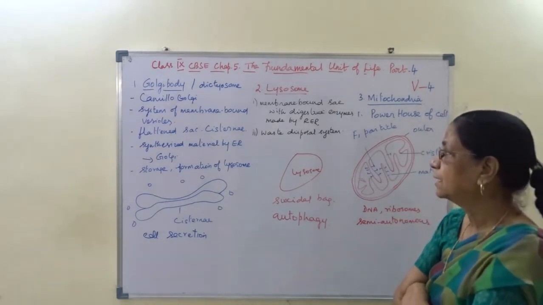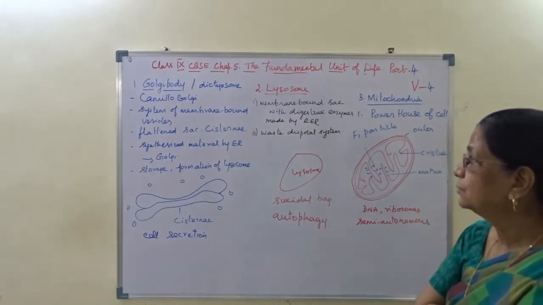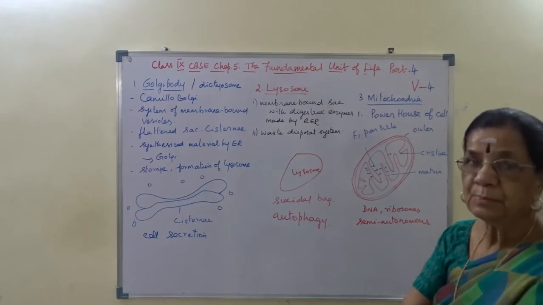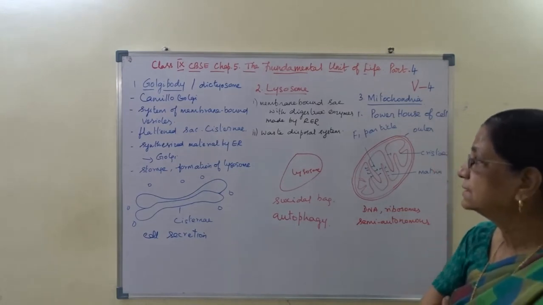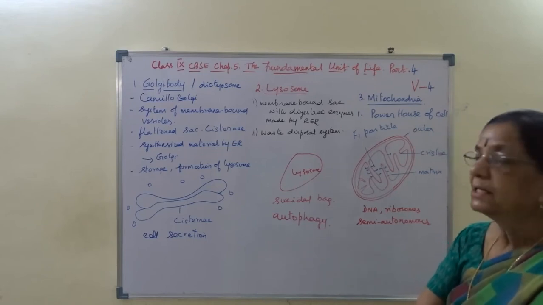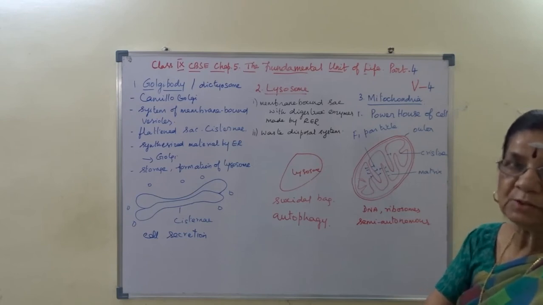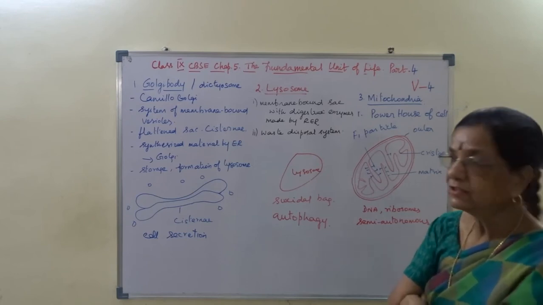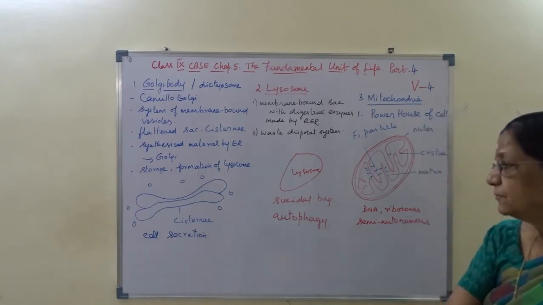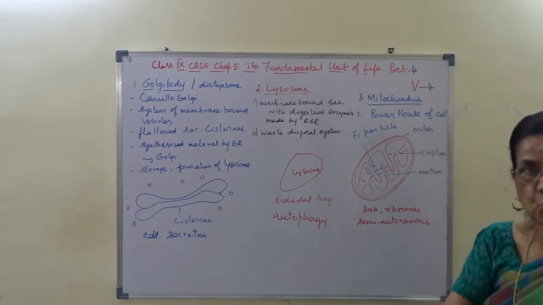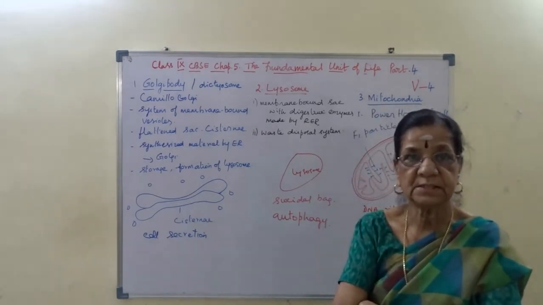So I repeat, Camillo Golgi discovered Golgi body, and it is a system of membrane bound vesicles. The flattened sacs are known as cisternae. The material synthesized by the endoplasmic reticulum is packed and dispatched through the Golgi apparatus. It is meant for cell secretion, storage, and formation of lysosomes. We'll just continue.